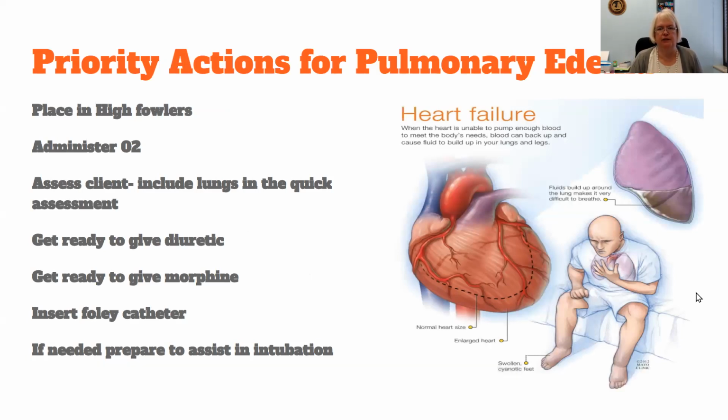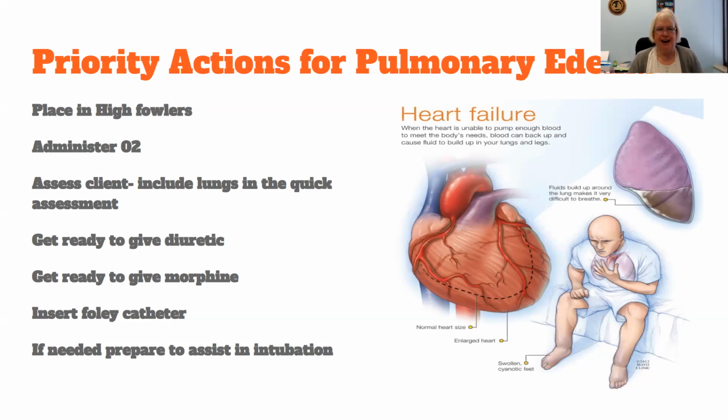So things that we do for this is we place them in high Fowler's, we give them O2, we assess the client, and that includes their lungs. We listen, do a quick assessment. We give the diuretic that's ordered. We give the morphine to help them relax and breathe easy. It's totally against our nature to think morphine's going to help with that, but that's what we do. It helps them relax and they're not panicked, and so they get more air in.